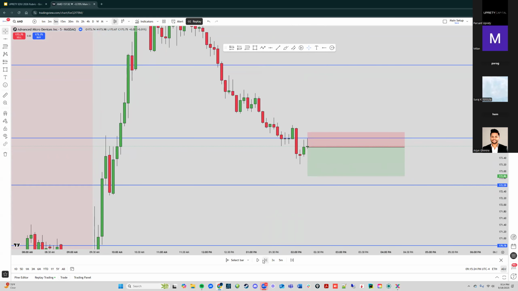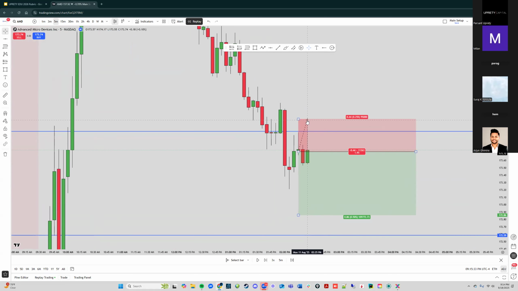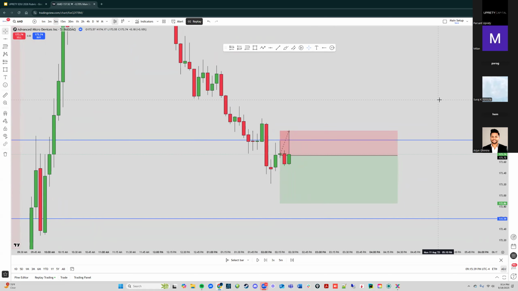Okay, so now we can play this through. So you see right there, it ends up touching the top. This is where we add the second thing that we have to talk about. There are things called hard stops, and then there are mental stops.